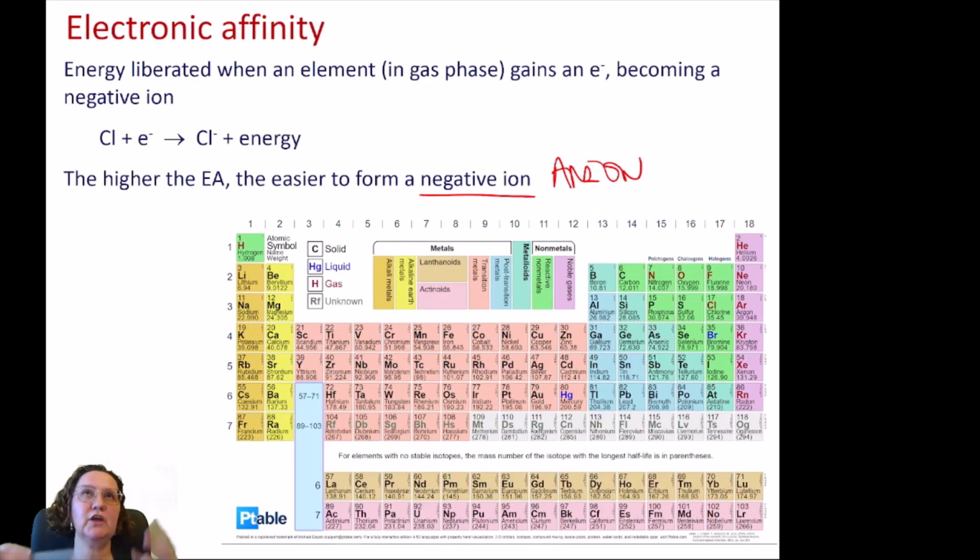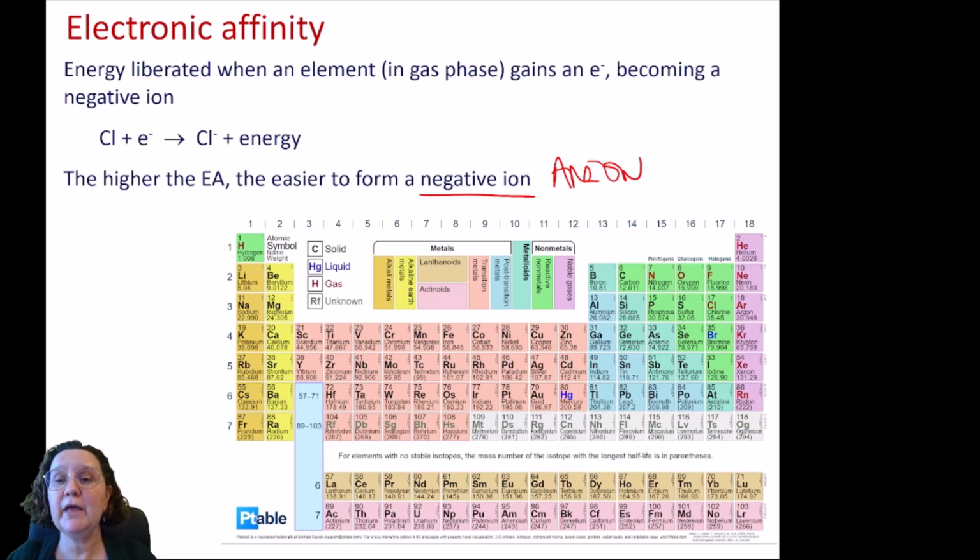If I think about the size of an atom and what will liberate more energy, hopefully you can see that the smaller the atom, the more energy will be liberated, because that electron will get into the electronic cloud and be closer to the nucleus and much more attracted than in a larger atom, in which the electron still goes to the electronic cloud right at the edge, but is less attracted by the nucleus. So the smaller the atom, the larger the energy liberated when it gains an electron.